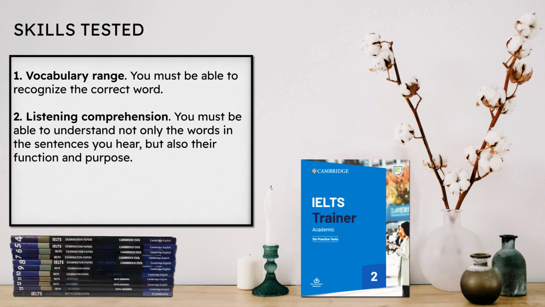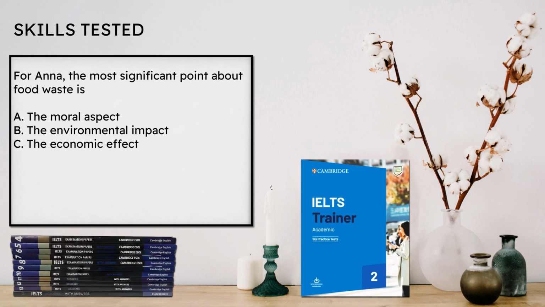Multiple choice questions test your vocabulary range by giving you words in the answers which do not match exactly the words that you hear. The correct answer will have the same meaning as the words that you hear, but it will probably not use the same words. Let's look at this sample question. The question is, for Anna, the most significant point about food waste is, and then we have three possible answers. A. The moral aspect. B. The environmental impact. C. The economic effect.